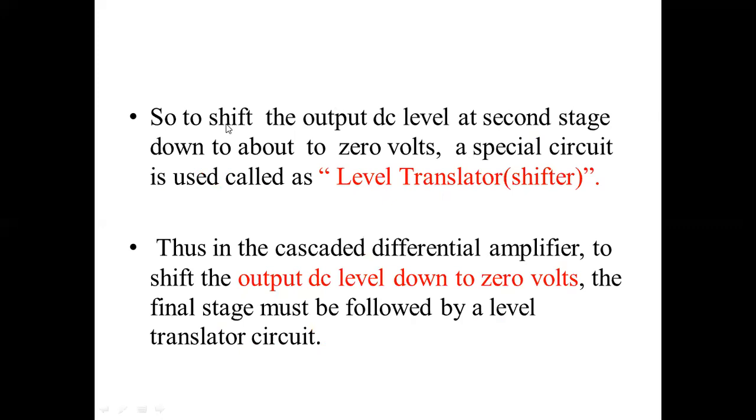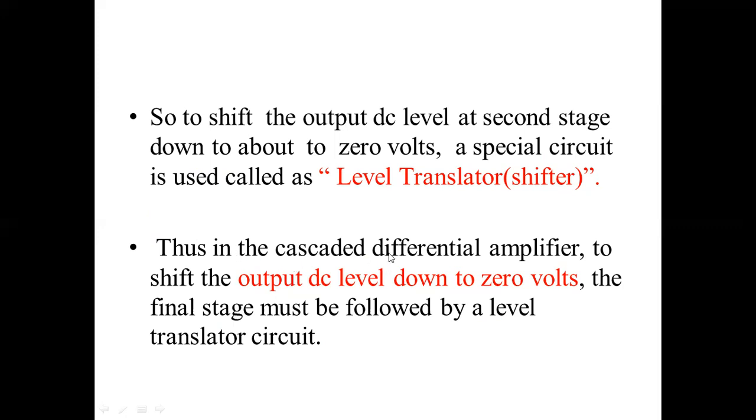So to shift the output DC level at the second stage down to 0 volt, a special circuitry is required, which is called a level translator. Again, I repeat, to shift the output DC level at the second stage down towards 0 volt. That is, we are keeping the 0 level DC voltage, and with respect to that we can measure the output voltage. That kind of circuit is called a level translator.